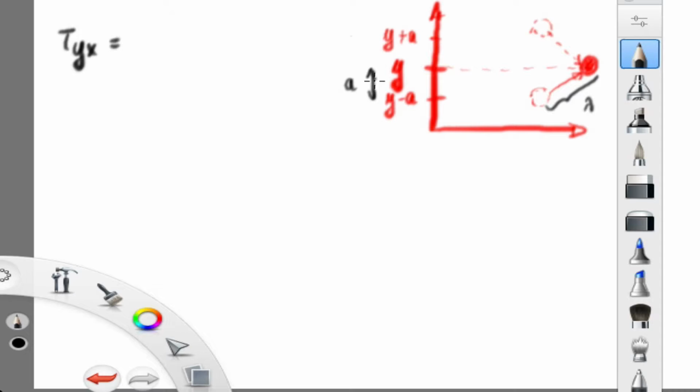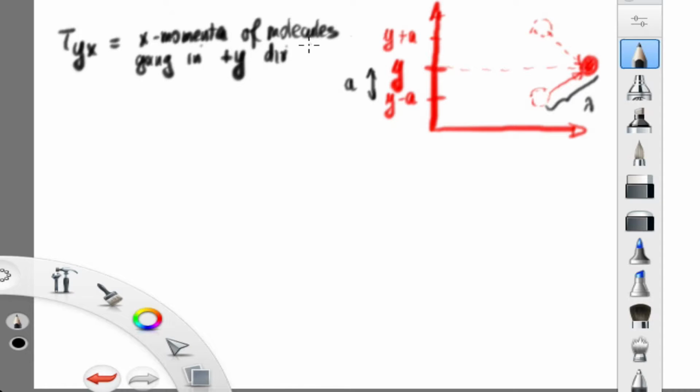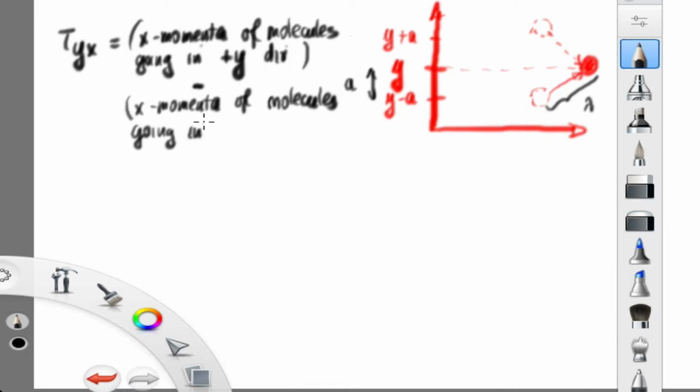All right. So let's just formalize it. So this is essentially x momenta of molecules going in plus y direction minus x momenta of molecules going in minus y direction.